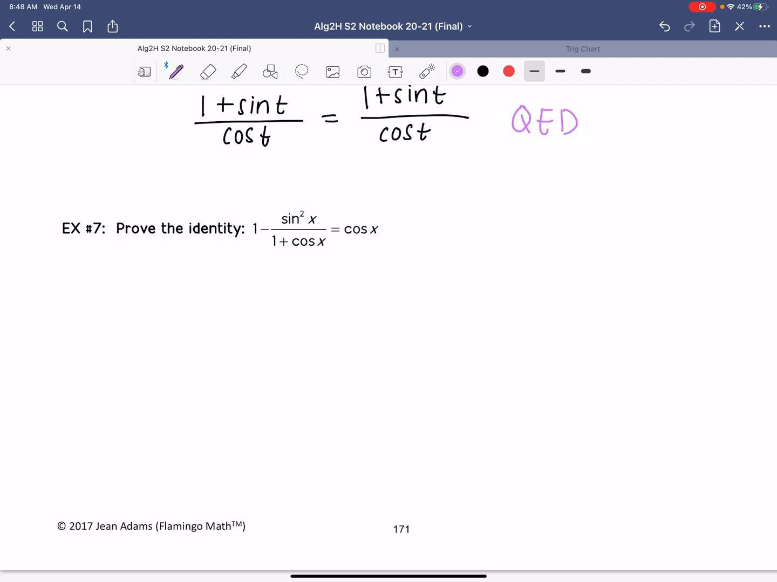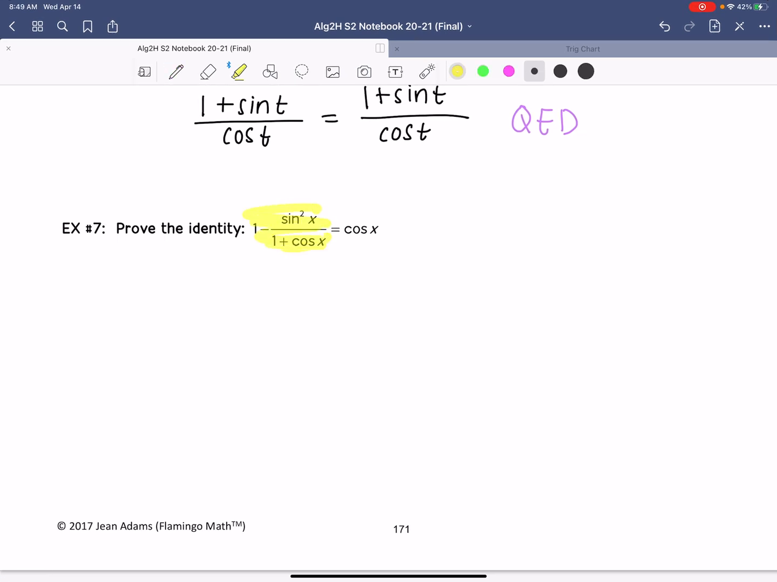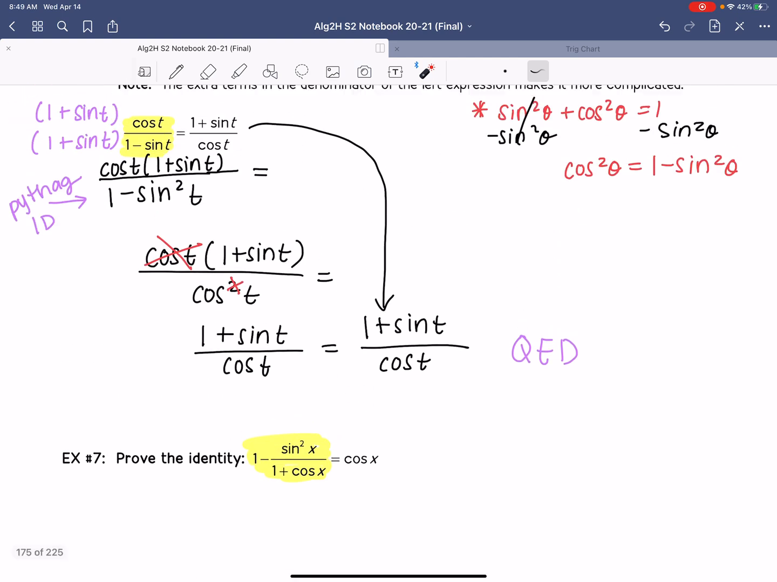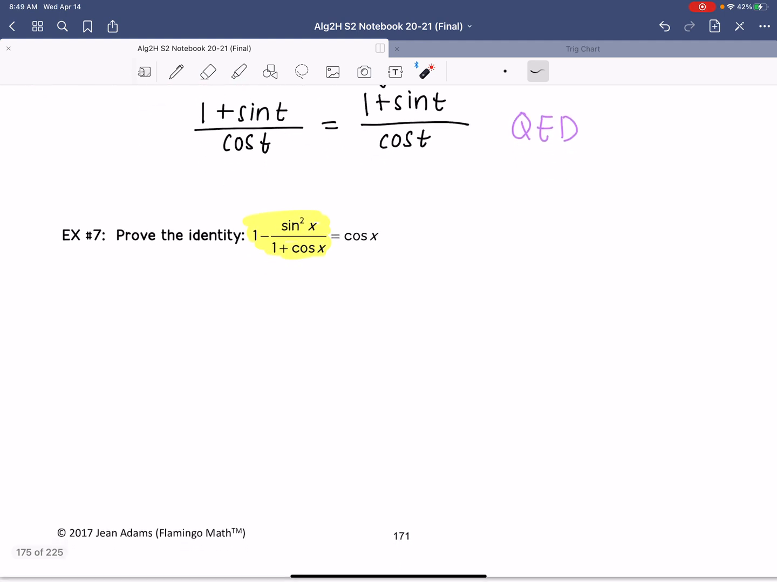I think you guys should pause the video and try to do example 7 on your own. For example 7, obviously this left side is much more complicated than the right side, so I'm going to work with the left side. I'm just going to observe it first and see what's happening here. The first thing I observe is that I have sine squared x. We know right away that this is a Pythagorean identity and that I can convert that to 1 minus cosine squared. So that's what I'm going to start with.